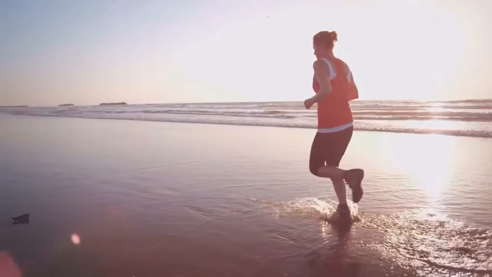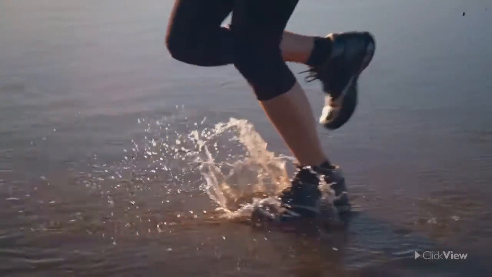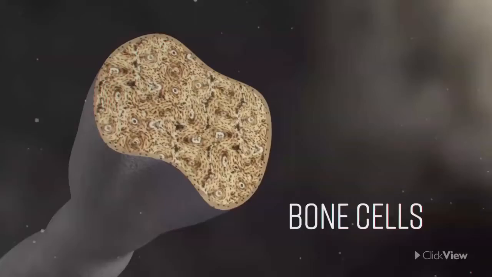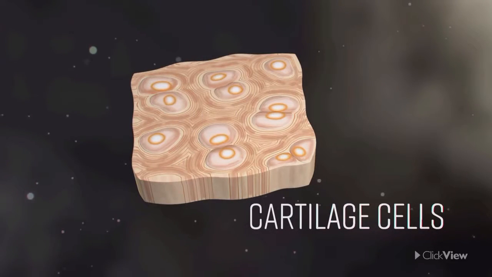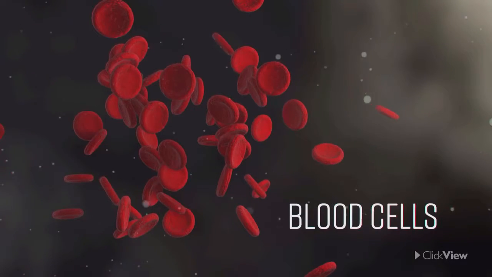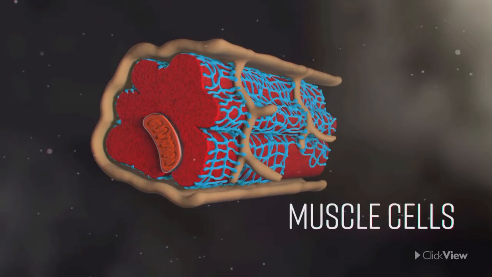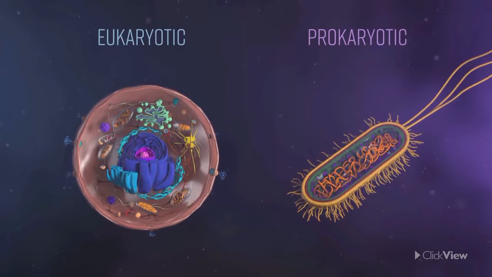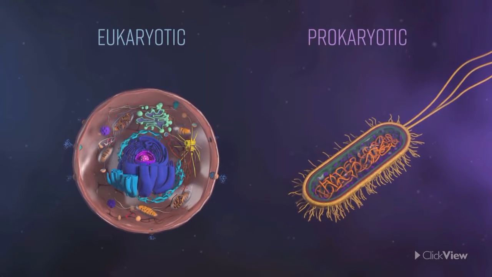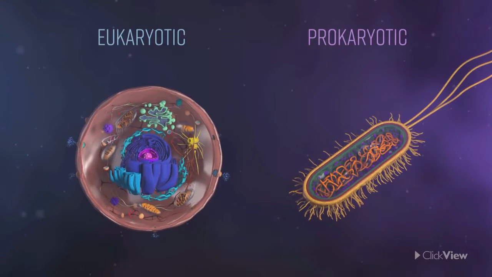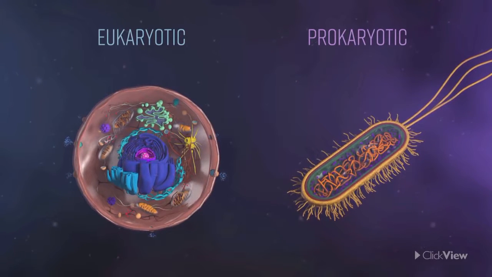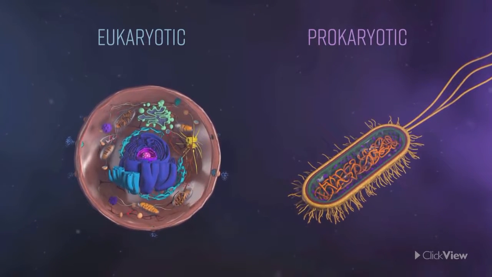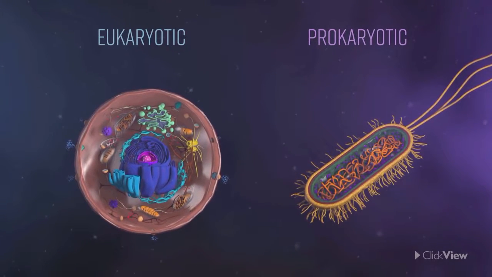All living things are made up of cells. There are many different types of cells in our bodies, including bone cells, cartilage cells, blood cells, muscle cells, and nerve cells. The broadest classification of cells is into two groups, eukaryotic and prokaryotic. There are a number of differences between these two types of cells.